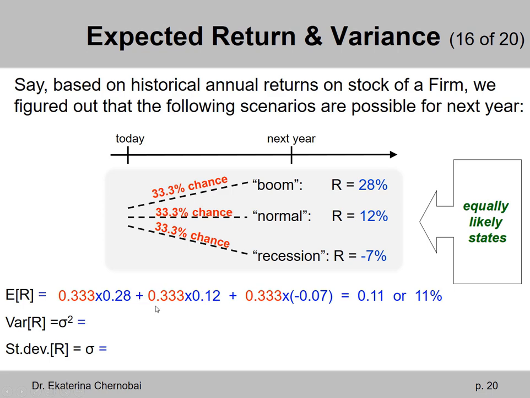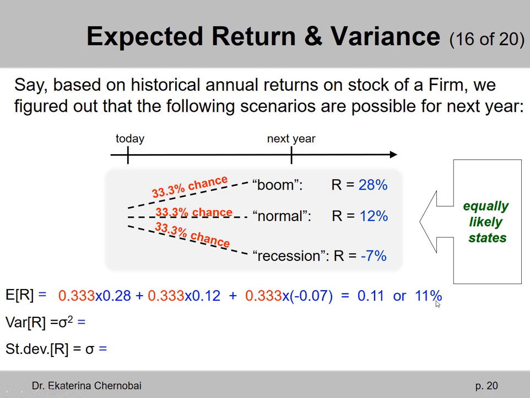Then you add the same product but for the normal state. The probability times the return, 0.333 times 0.12. And then finally, you will add the product for the last state of the economy, the recession. The probability of recession times the return in recession, 0.333 times negative 0.07. The sum of these three products covering the three states of the economy gives 0.11, which is an 11% expected return.